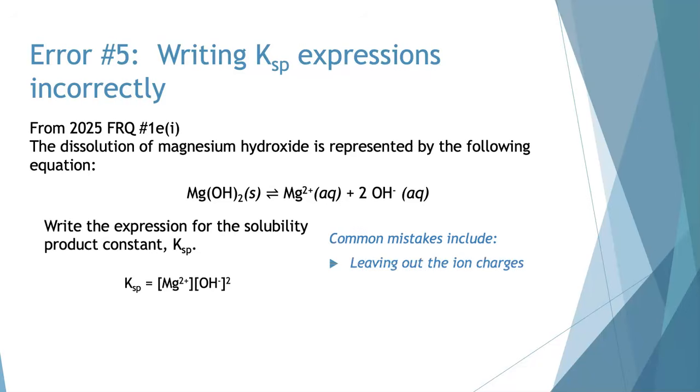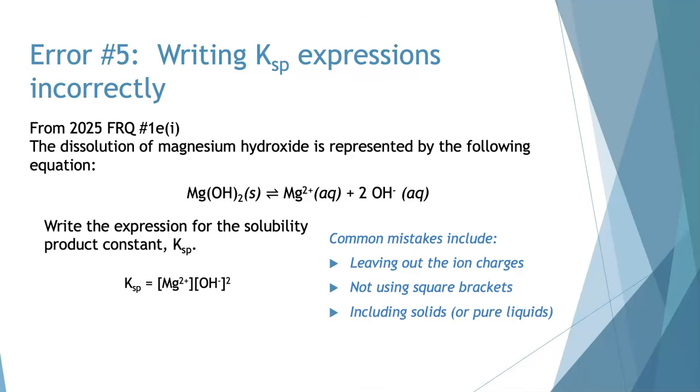So the common mistakes included leaving out the ion charges. Now, actually, if you put one in and not the other, you could still get credit, but really both ion charges needed to be there. You need to have those ion charges there. Another common mistake was not using square brackets. If you wrote parentheses here, you're not going to get credit for a KSP expression.